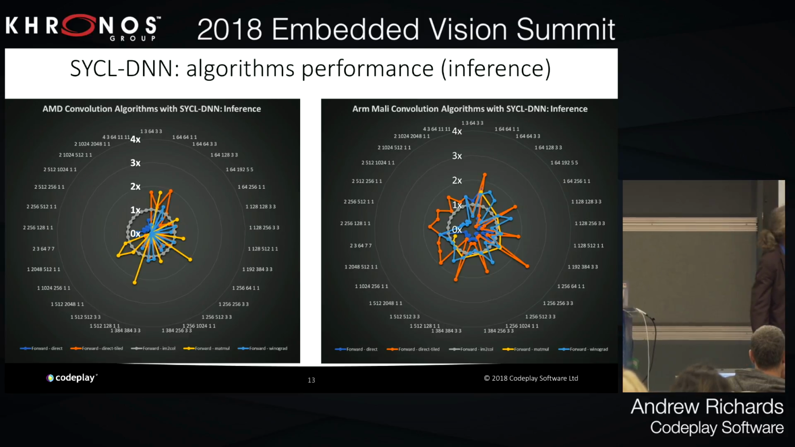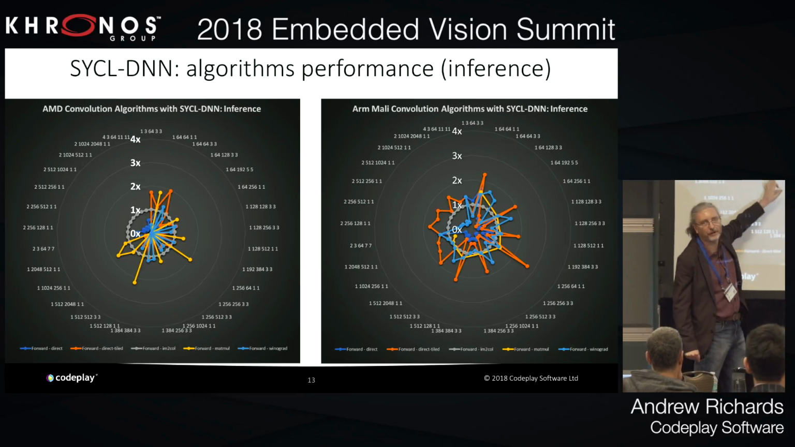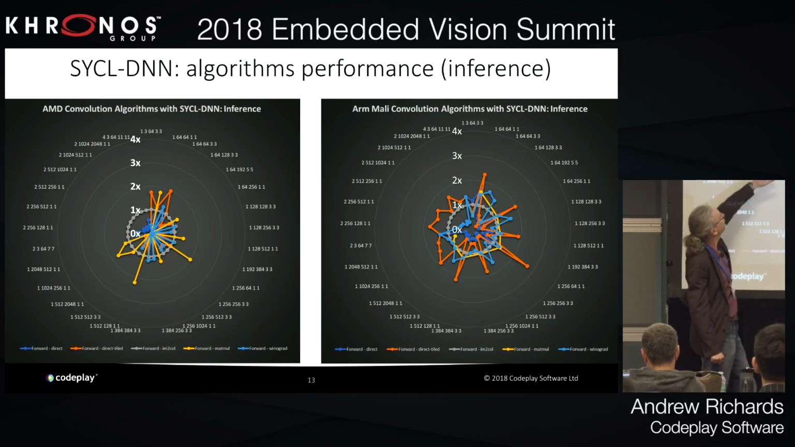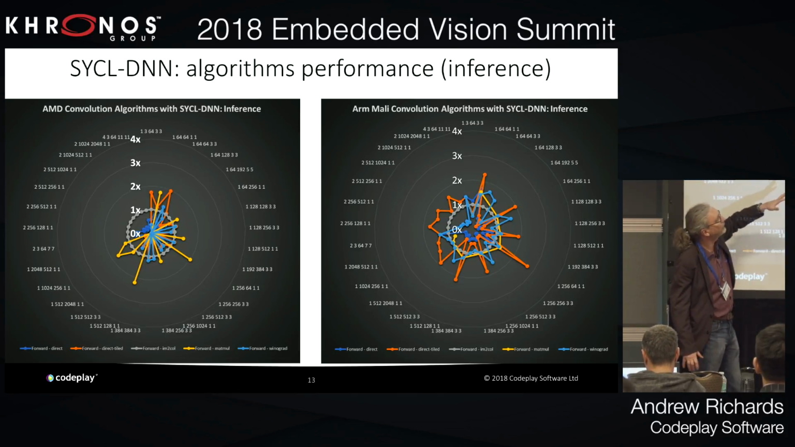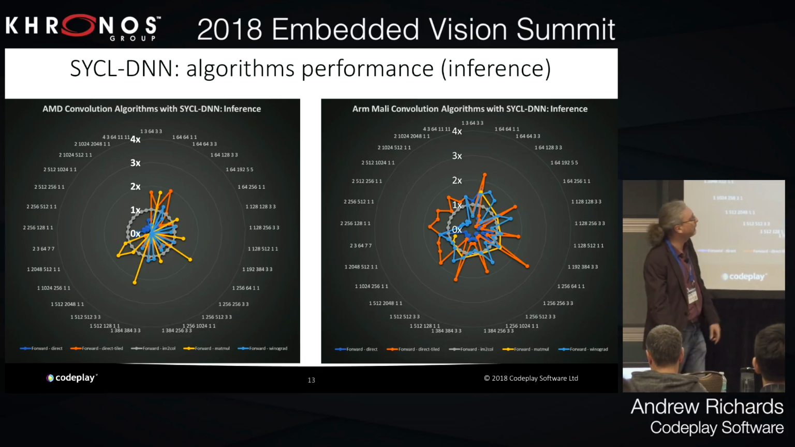AMD, Mali. What this graph is showing is the color that's furthest out is the fastest algorithm for that device. And you can see the numbers are up to 2 or 3 times difference in performance. So by choosing different algorithms, up to 3 times.